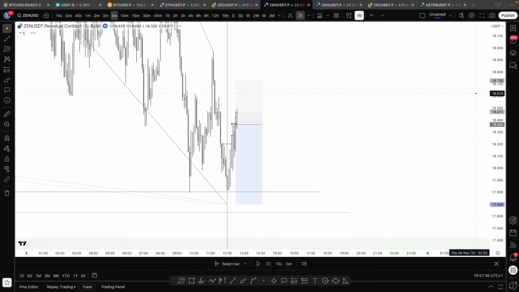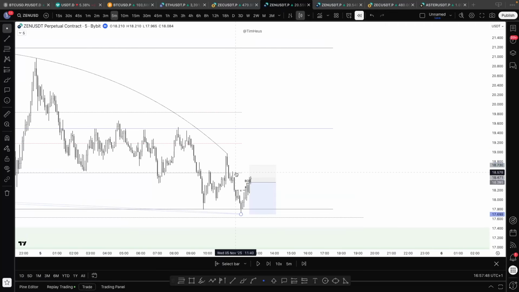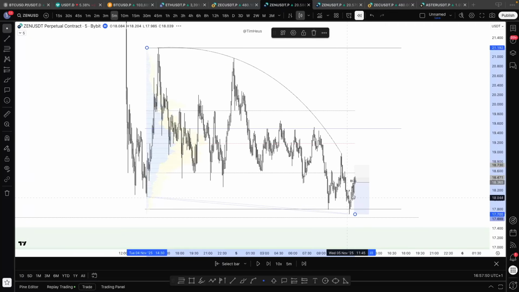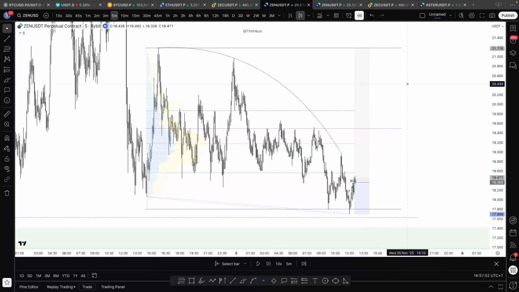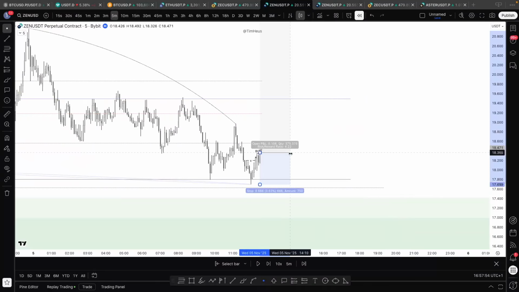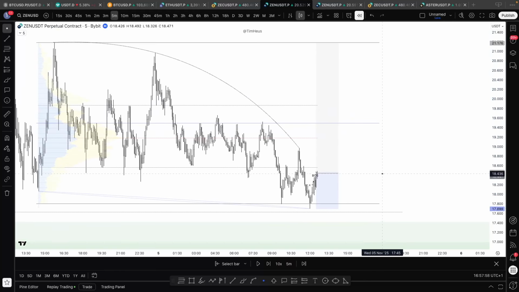Because I see supply going failing, I enter and my stop goes below the low, and I target the range high. My entry was a bit higher, so my entry was like here or so. So I target the range high, my stop goes below the low.